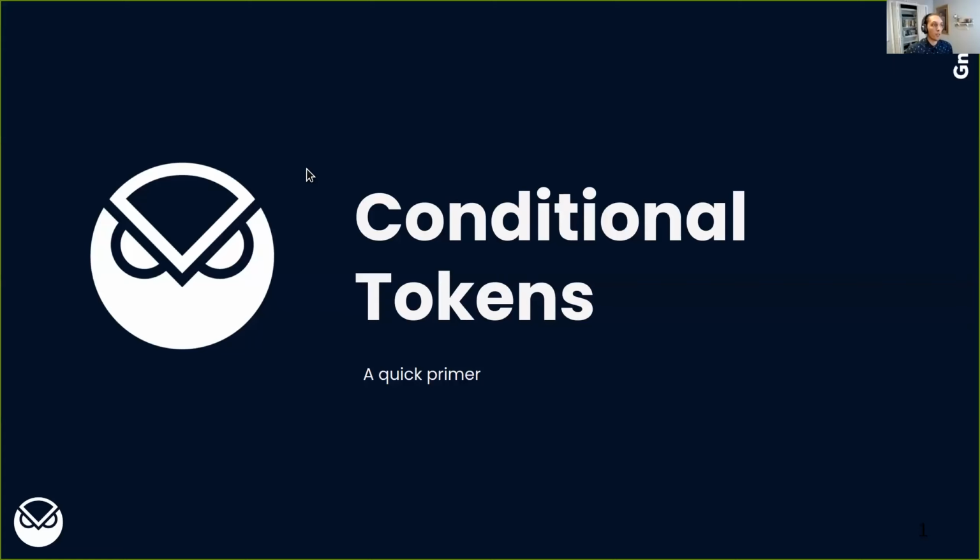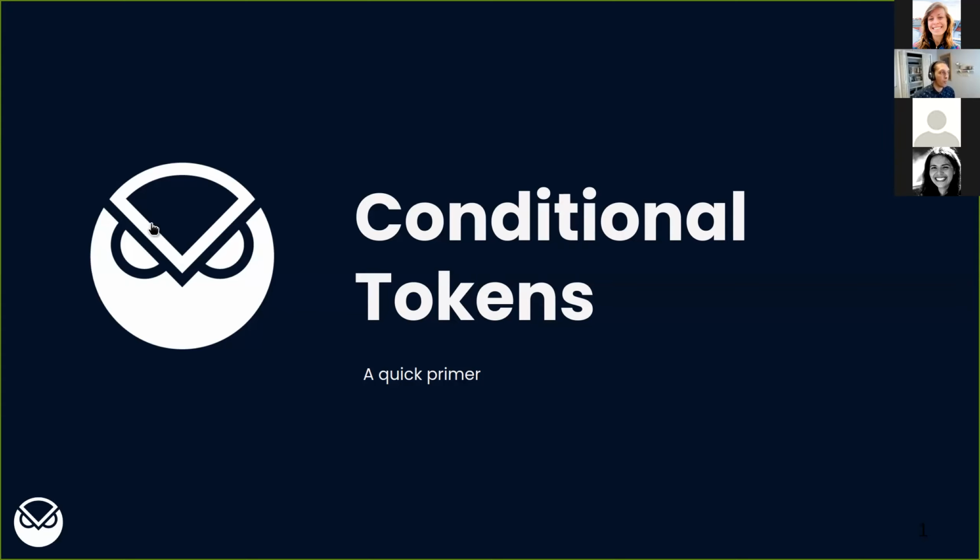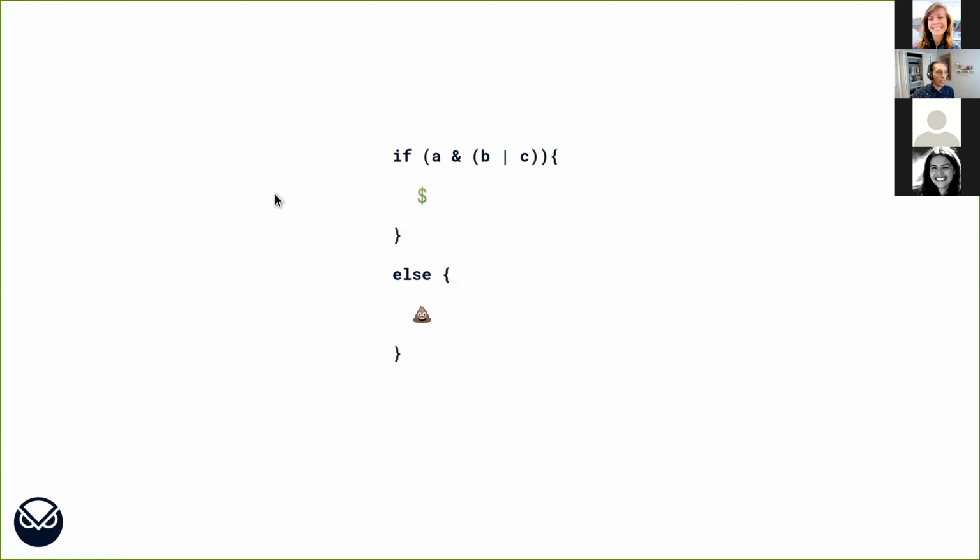So the conditional tokens framework essentially enables tokenized logic. So if this, then that, where the value of a token depends on the outcome of some event as reported by an oracle. These tokens can then be combined to form tokens whose value is contingent on arbitrarily complex logic. So if A and B or C, then it's worth something, otherwise it's worth nothing.